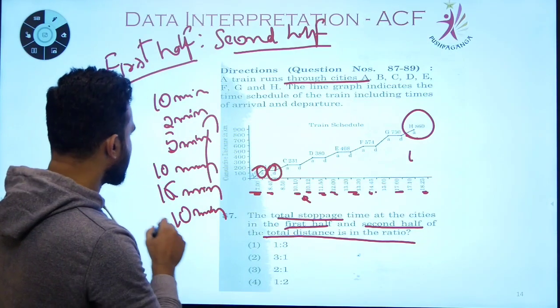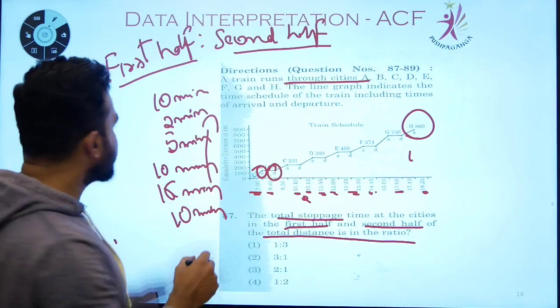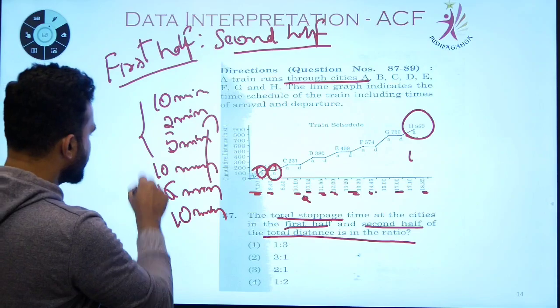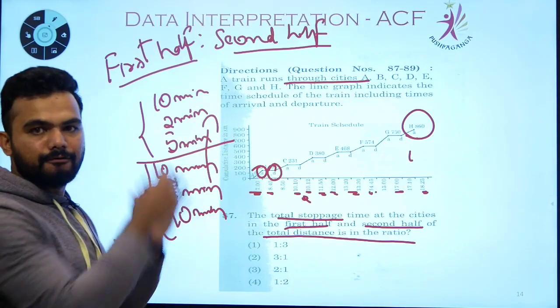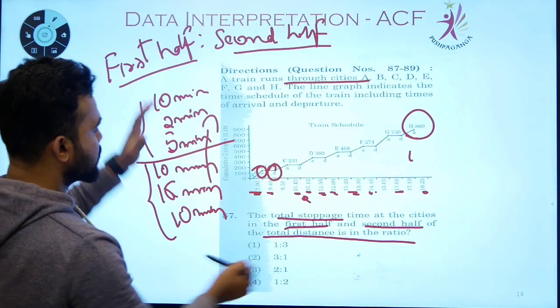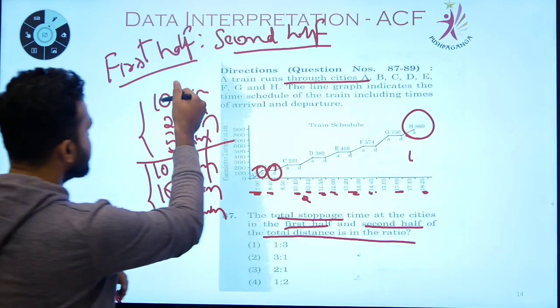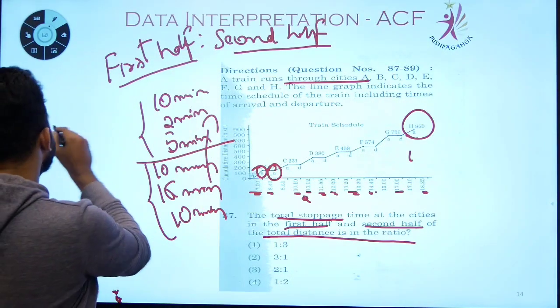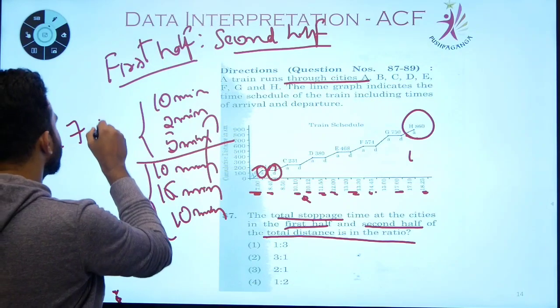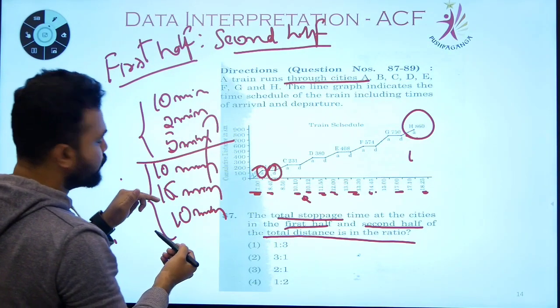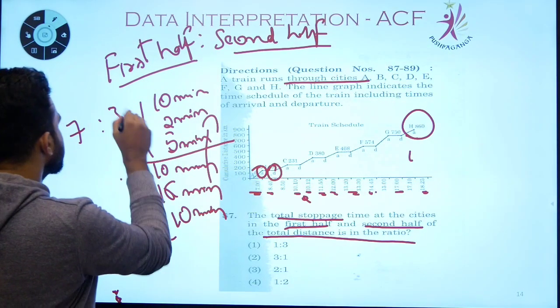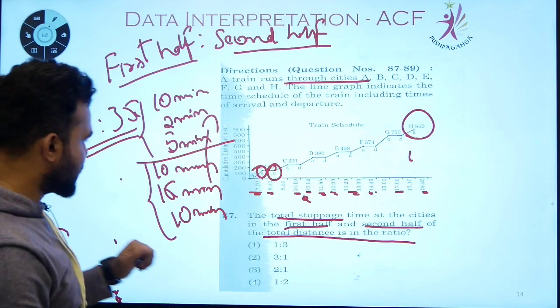Okay, so now how many stoppages have we got? We have got 6 stoppages. So we can classify them into first half 3 and second half 3. So the first half is nothing but 8 plus 2, 10, plus 5, 15, plus 2... the first half is 17. The second half: 10 plus 15, 25, plus 10, 35. So this is approximately what he is asking.